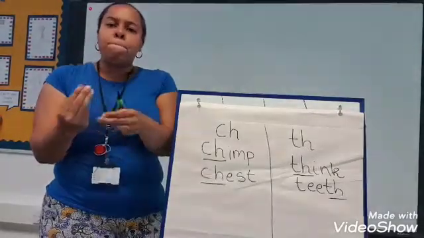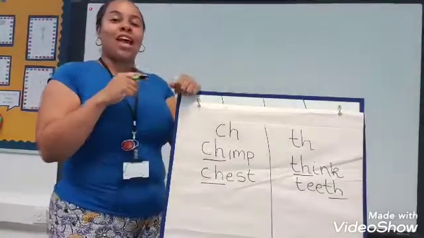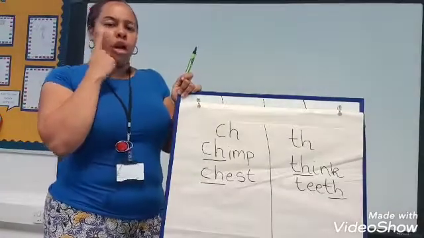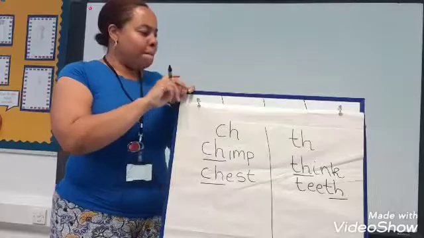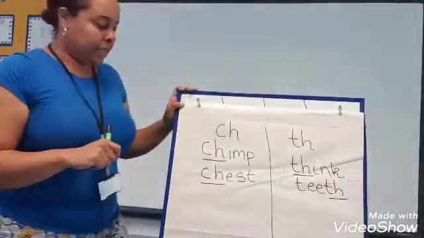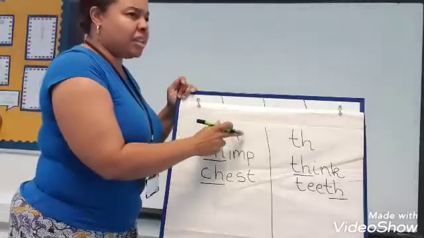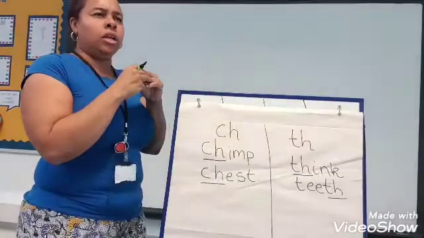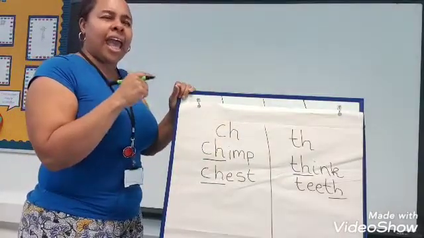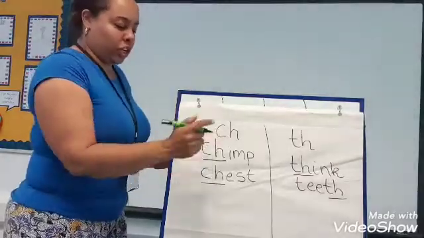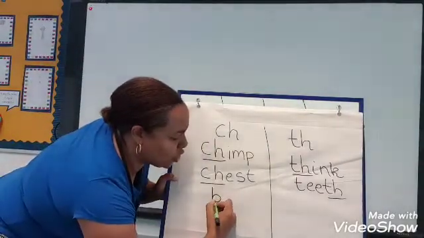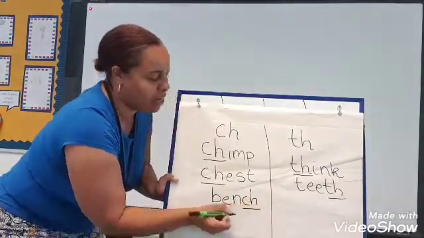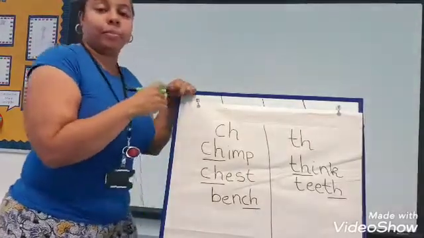Ch. Bench, that's right. The word that I was thinking of was bench. So have a go and think, where would you put the word bench? So I know that it doesn't have a ch at the beginning. So let me listen again. Ch. Ch. Bench. And then I want you to write your word down and just underline the digraph like that.